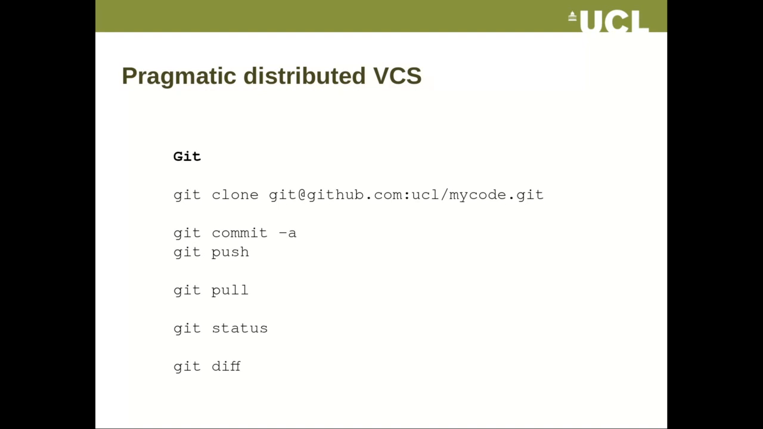Similarly, if somebody else has made changes and you want to make sure you've got those changes locally, all you need to do, you don't need to clone again, you just say git pull. Git status tells you where you're at in terms of having made changes but not committed them, or committed changes but not pushed them back to the central server. And git diff allows you to look at differences between different versions of the code. Those are the basic commands that you need, and most of the time, probably 90% or even 95% of the time, those are the only commands you need.